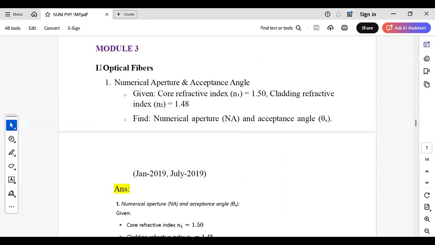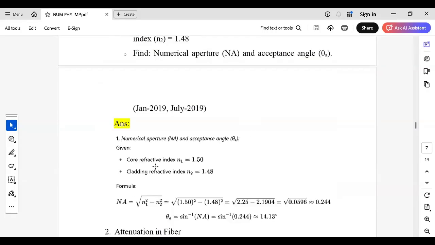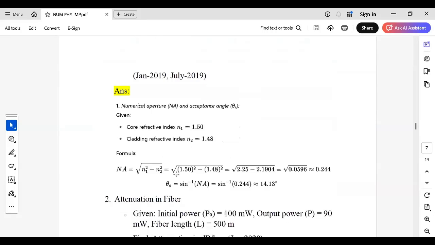Coming to module 3, optical fibers. Numerical aperture and acceptance angle. The core refractive index n1 is 1.50 and the cladding refractive index n2 is 1.48. Find the numerical aperture and acceptance angle. So what do you have to do? You know numerical aperture is equal to root over n1 square minus n2 square. Substitute the values, you will get 0.244.